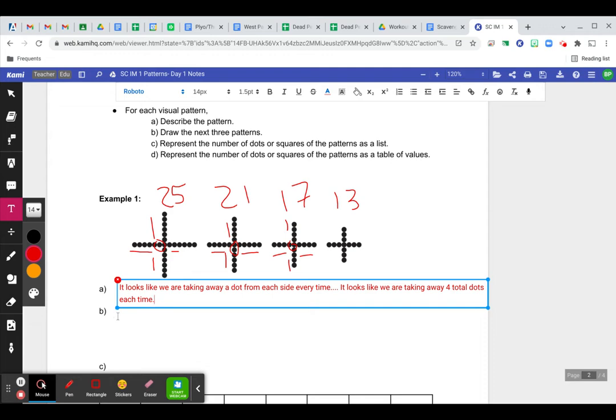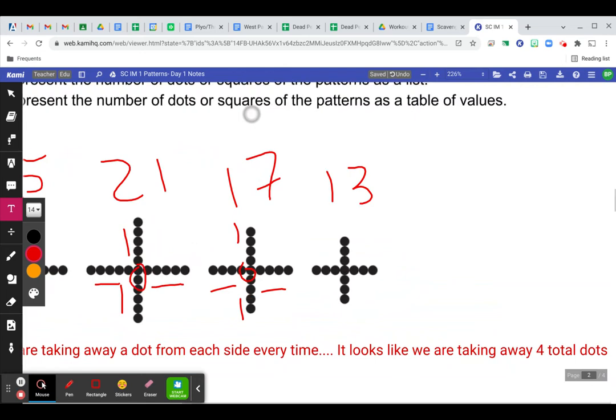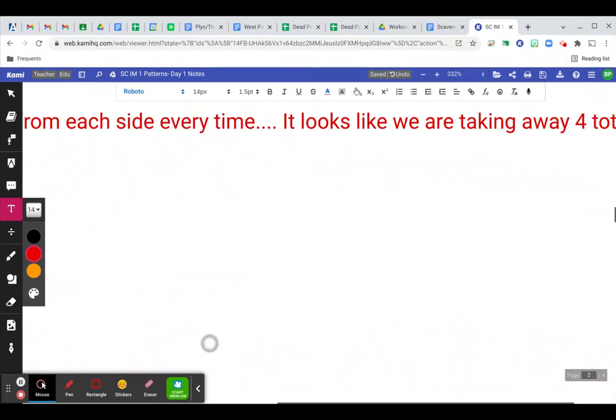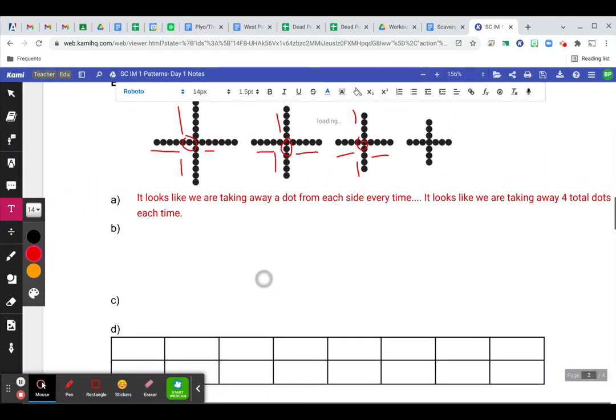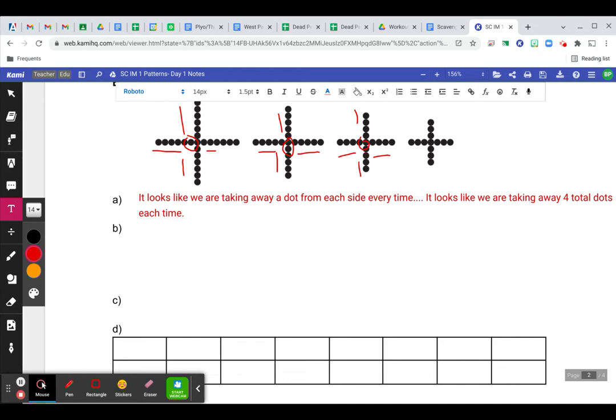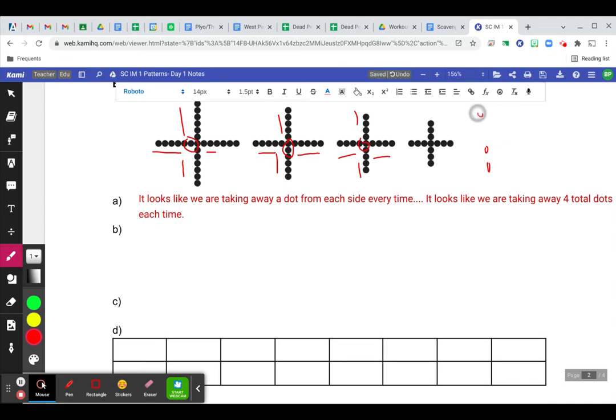So for B, it says draw the next 3 patterns. And if you continue to take away dots from each of the 4 sides each time, lost track here, sorry. If we continue to do that, we would probably have, let me get that drawing tool back, sorry. We'd have a 1 dot, 2 dot on the bottom, 1 dot, 2 dot on the top, 1 dot, 2 dot on the right, 1 dot, 2 dot on the left. Sorry, that's a little bit sloppy.